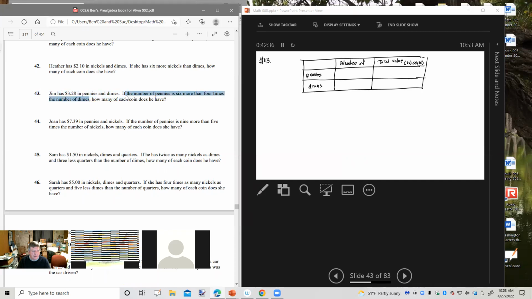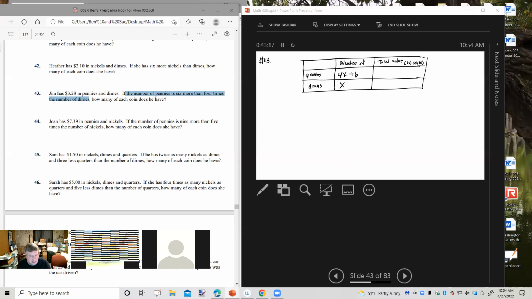okay, right there is our comparison statement. The number of pennies is 6 more than 4 times the number of dimes. The number of pennies is being compared to the number of dimes. So we're going to call the number of dimes X. The number of pennies is 6 more than 4 times the number of dimes. We've got this many dimes, so 4 times that would be this, and 6 more than that would be that. So the number of dimes is X, and the pennies are 6 more than 4 times X, 4X plus 6.